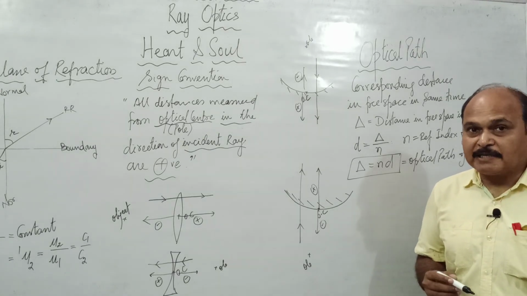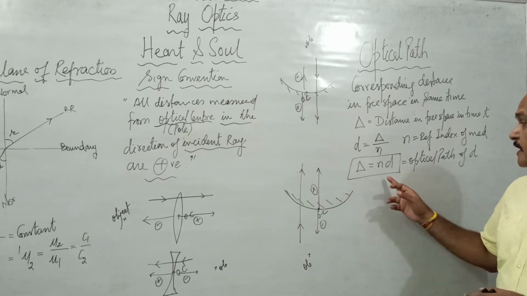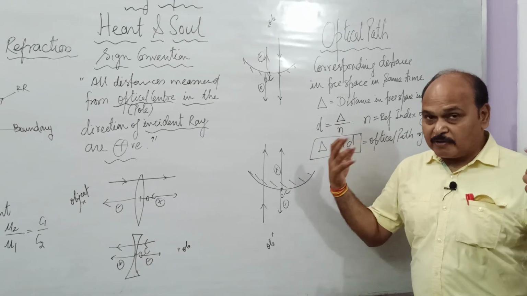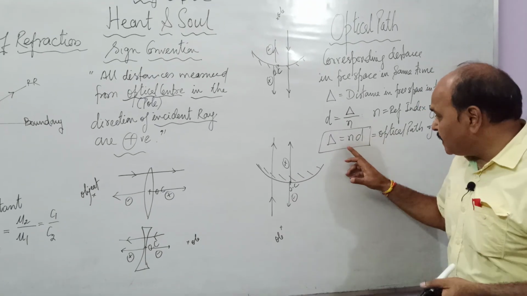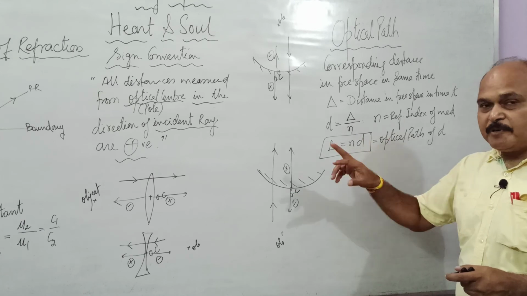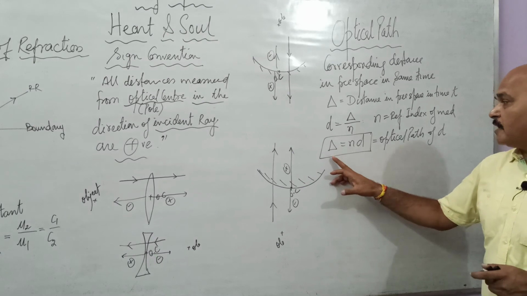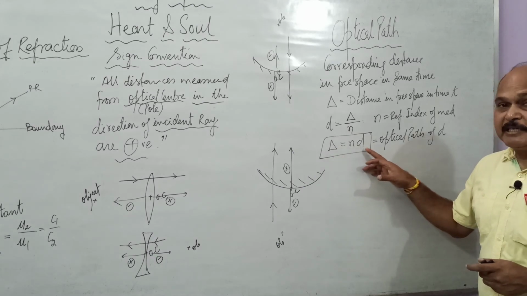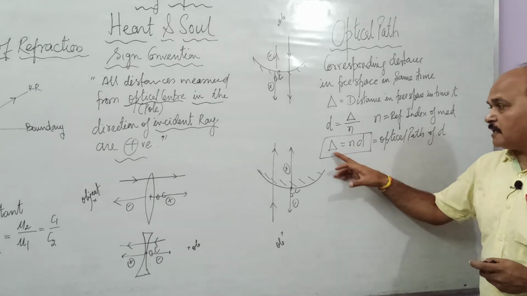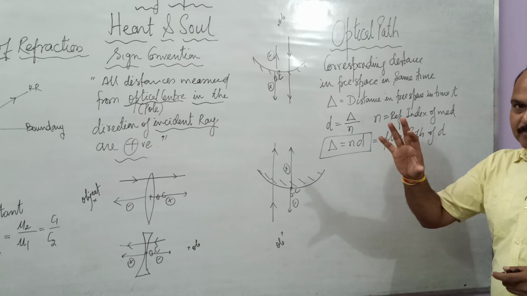So if light travels a distance d in the medium whose refractive index is n in any time, then the light is going to travel nd distance in free space in the same time. So this delta is optical path of distance d which is traveled in the medium whose refractive index is n. So delta is corresponding distance of d in vacuum in the same time.